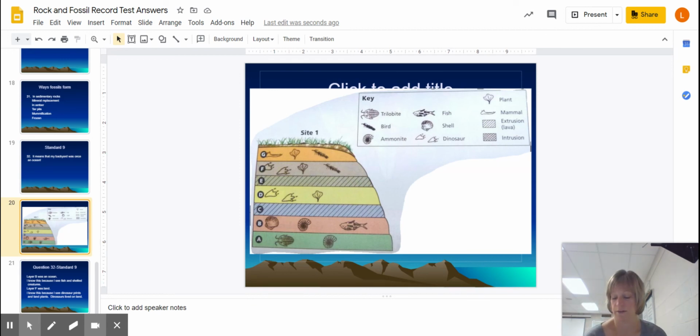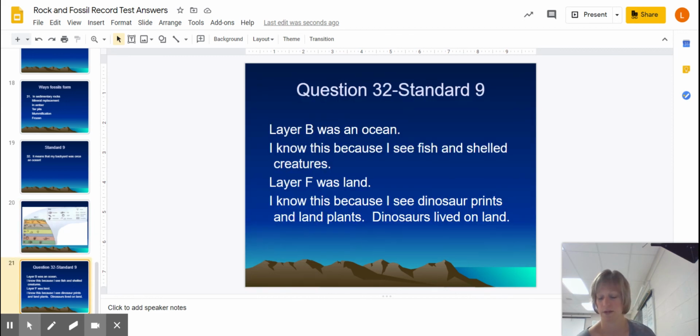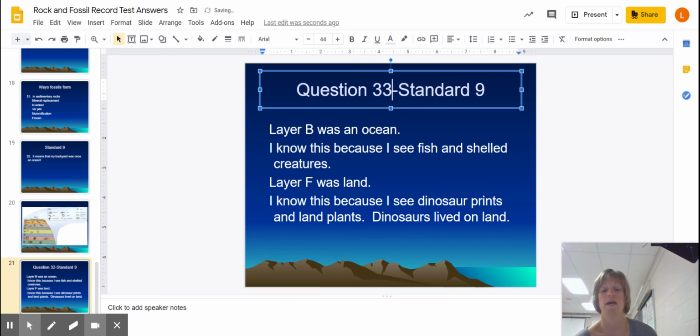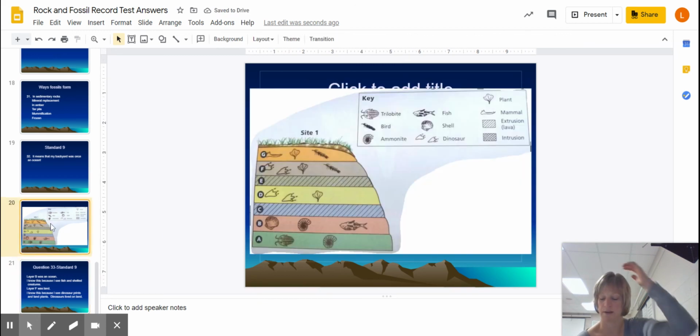Okay, so now we get to this. So here was a diagram for you to analyze, and this was the last set of questions on the test. This is actually question number 33. And so it asks you to look at layer B. And if you could travel back and observe Earth's surface at the time that layer F and layer B were deposited, what would it be like?